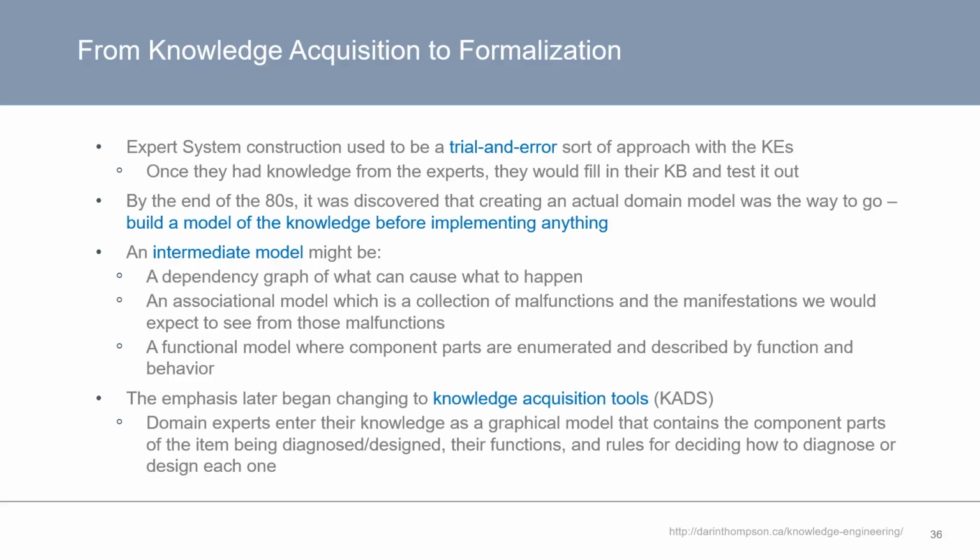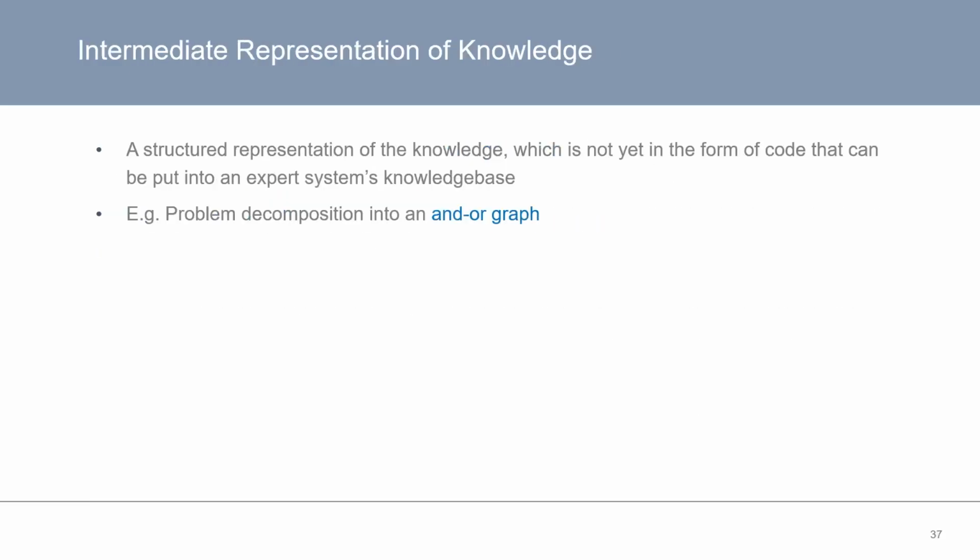However, in later years, the emphasis on how to go about developing an expert system began changing to using techniques such as knowledge acquisition tools, or CADs. Here, domain experts enter their knowledge as a graphical model that contains the component parts of the item being diagnosed or designed, their functions, and rules for deciding how to diagnose or design each one. An intermediate representation of knowledge is a structured representation of the knowledge that is not yet in the form of code that can be put into an expert system's knowledge base.